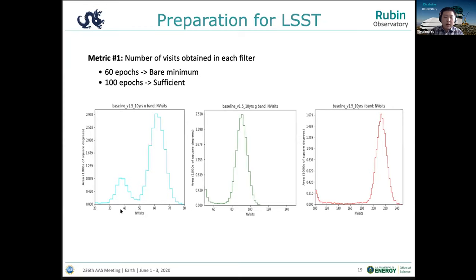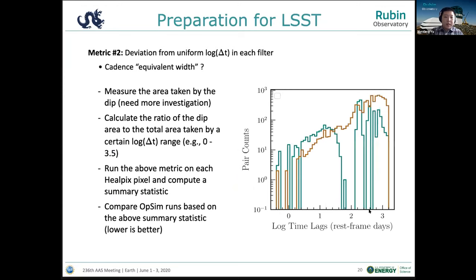Here shows the distribution of the number of visits across the WFD deep survey in u, g, and i bands from the baseline cadence. Personally, I'm a little bit concerned about the u and g bands, but the rest of the filters have more than enough epochs that we need. Another metric I call the cadence equivalent. This measures how far the cadence is from a uniform distribution in log delta T space. What it does is measure the area of the gap and the area taken by the actual observations and take the ratio of the two. Ideally, the smaller the ratio, the better, and the closer the cadence would be to a uniform distribution.